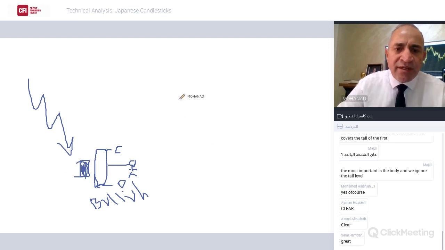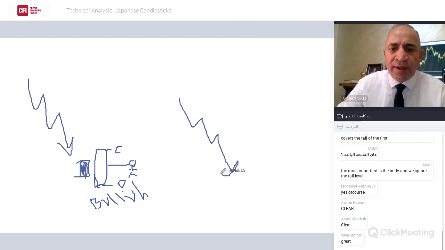The other candlestick pattern: while moving in a downtrend, I have a black candle followed with a white candle, and the open and the close of the white candle are within the open and the close of the black candle. This is called bullish harami.